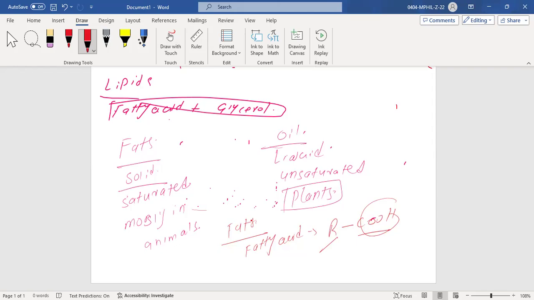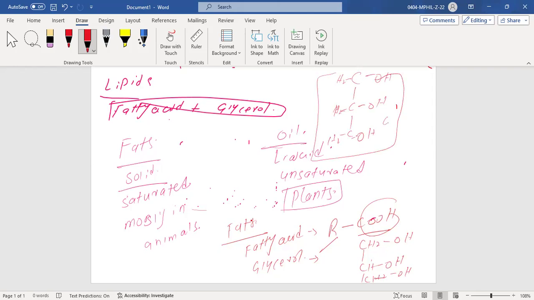So, the second component is glycerol. In case of glycerol, you will have CH2OH. Here you will have again CHOH, and again CH2OH, because it is composed of three carbons. So it is a three carbon compound actually, one, two, three, right? On one side you have two hydrogen and OH, in the middle there is only one hydrogen, and on this side again two hydrogen and OH.